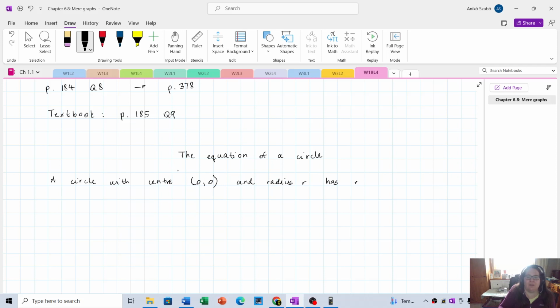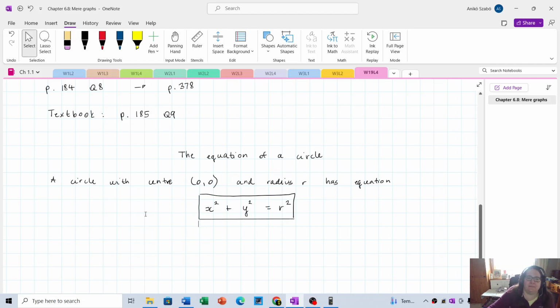has equation x squared plus y squared equals r squared. And if this reminds you of Pythagoras' theorem, it's because it is. It comes from that. Okay, so that's it. X squared plus y squared equals radius squared. So we'll have a look.